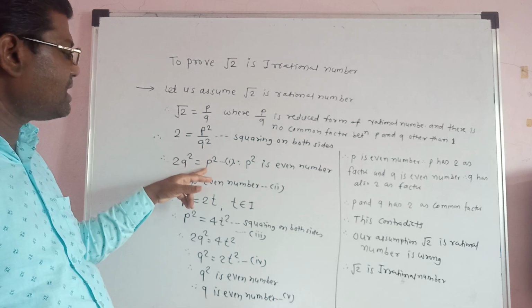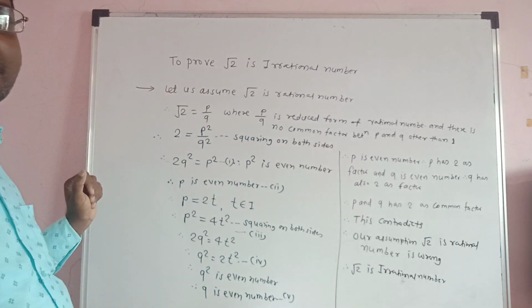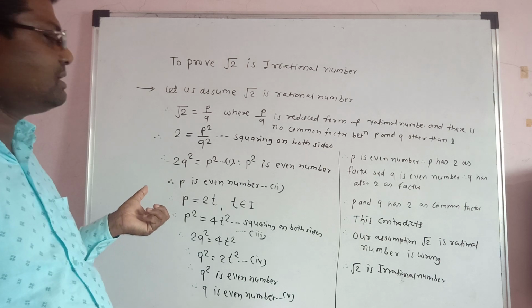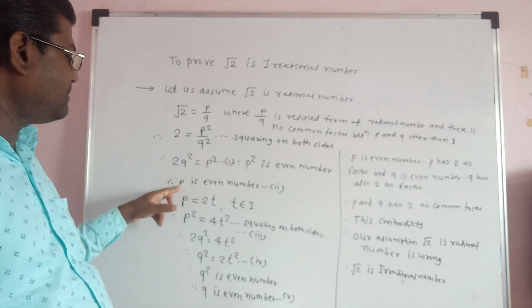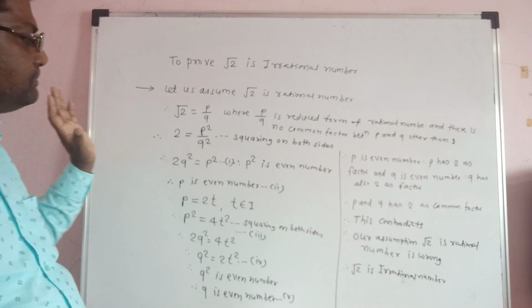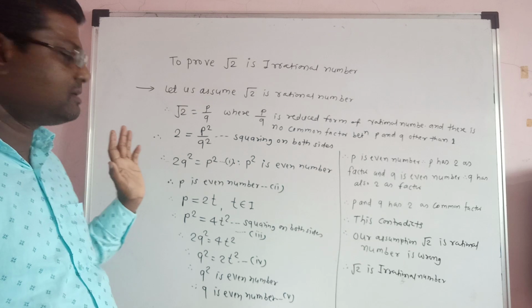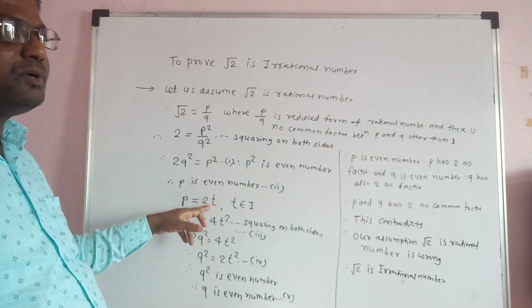If we multiply any number by 2, then that number becomes an even number. So multiplying q square by 2, 2q square becomes an even number. That means p square is an even number. And the square root of any even number is always an even number. Therefore, the square root of p square is p. p is an even number. Therefore, p has 2 as its factor. Now let p is equal to 2 into t.